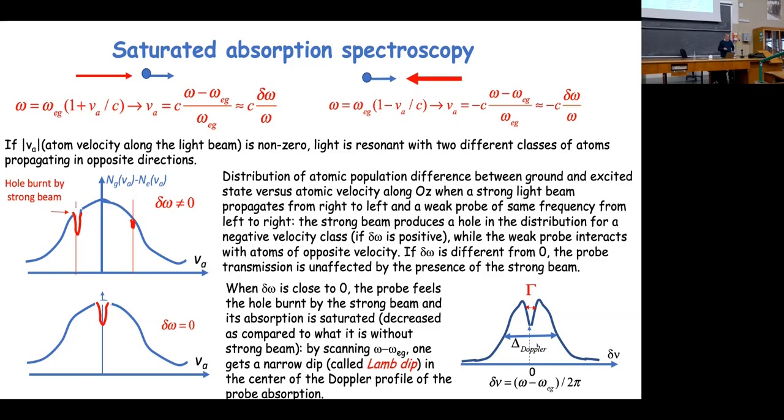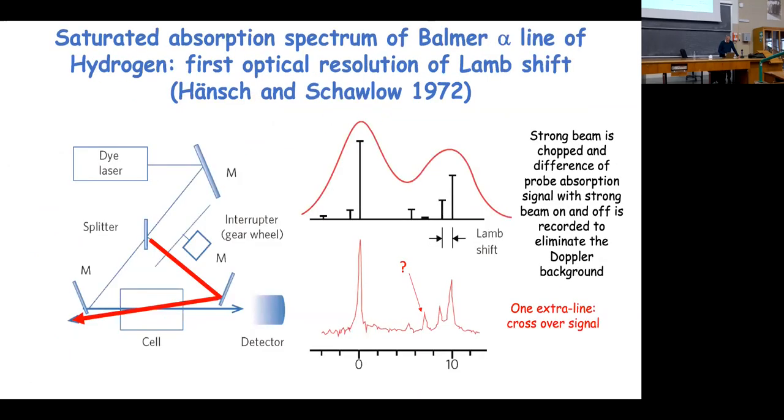This is called, and again, we find the same people again and again, this is called the Lamb dip, because this phenomenon was predicted by Lamb, who wrote the first quantum theory of the laser at the beginning of the 1960s. So you get this dip, and this dip is sensitive to fine structure effects because the Doppler effect has been eliminated. And this is the effect that Ted Hänsch used for his first measurement of the optical Balmer line.